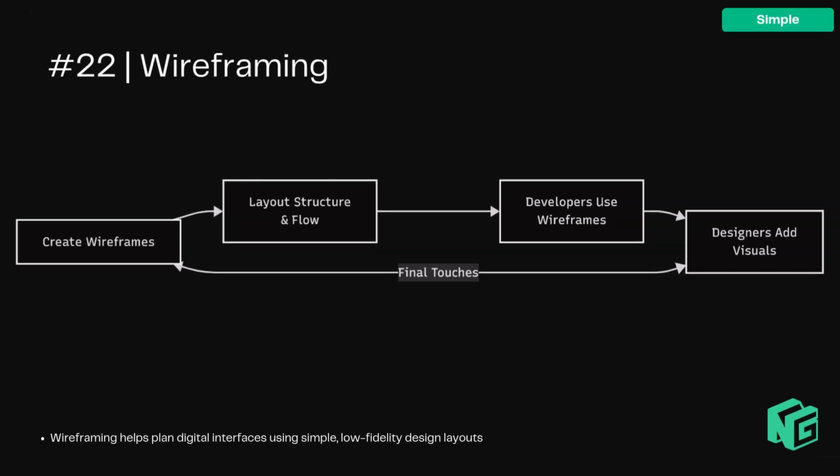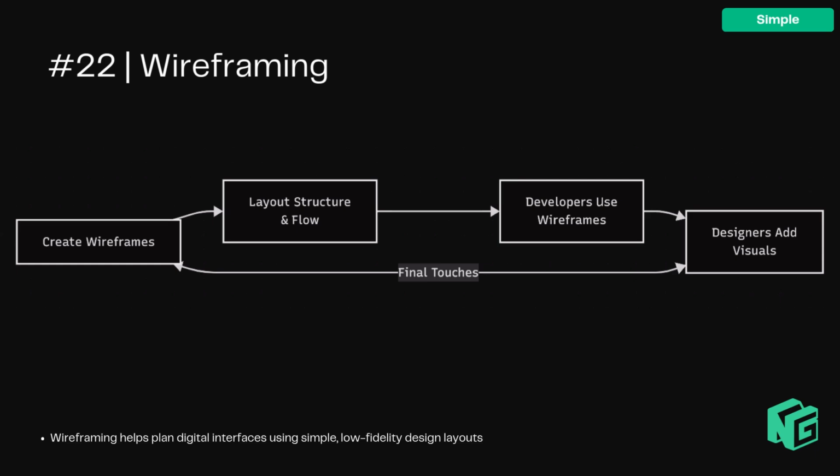Let's start with a simple analogy. Imagine you're building a house. Before you start choosing paint colors or picking out furniture, you need to know where the walls, doors, and windows will go. Wireframing works the same way. It lays out the structure of your product before you worry about the aesthetics. It's a way of mapping out the user journey and interface elements to ensure everything fits together.